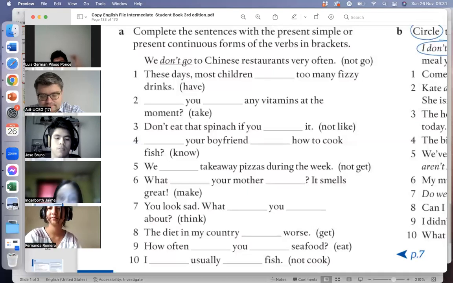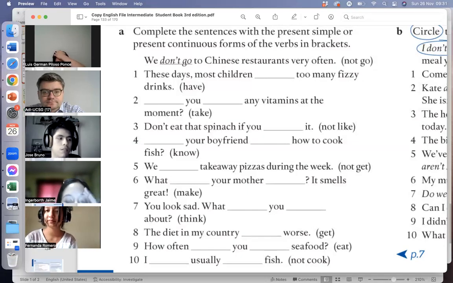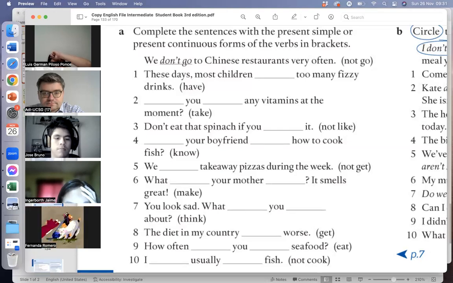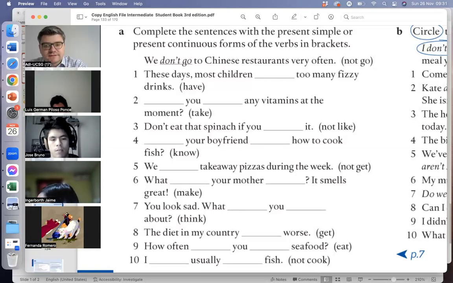5. Luis. We don't get takeaway pizzas during the week. Very good. So here we're talking about our routine. We don't get takeaway pizzas during the week. Very good.